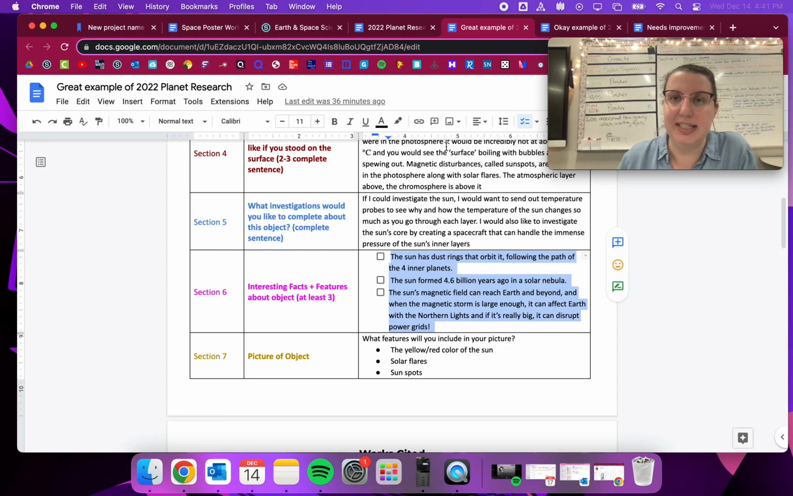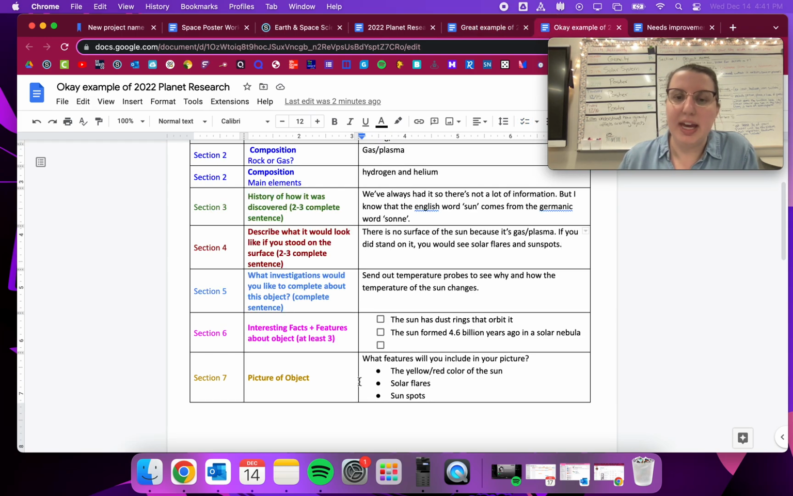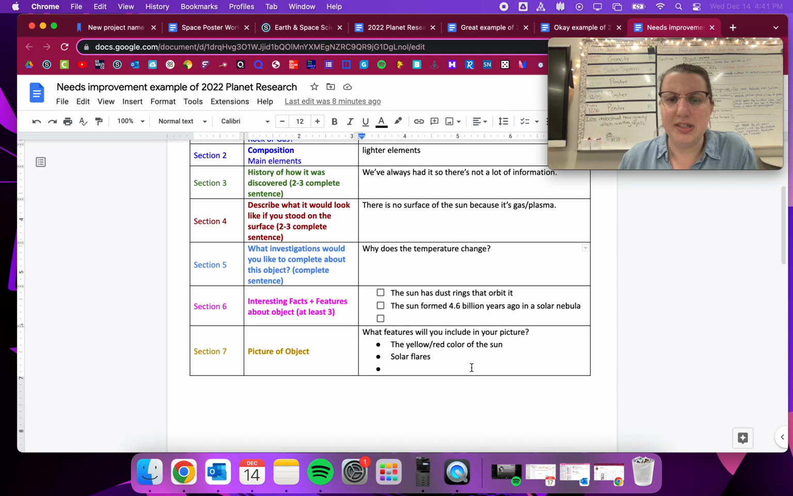I have detail. For an okay example, the sun has dust rings that orbit it. The sun formed 4.6 billion years ago in a solar nebula, and I'm missing 1. So I only have 2. For needs improvement, I have pretty much the same thing there. Maybe I'll even say for needs improvement, you only have 1.